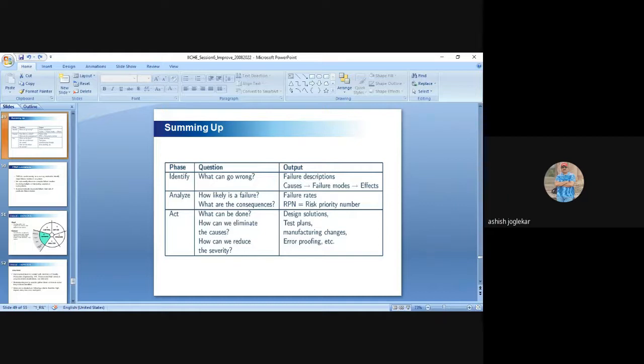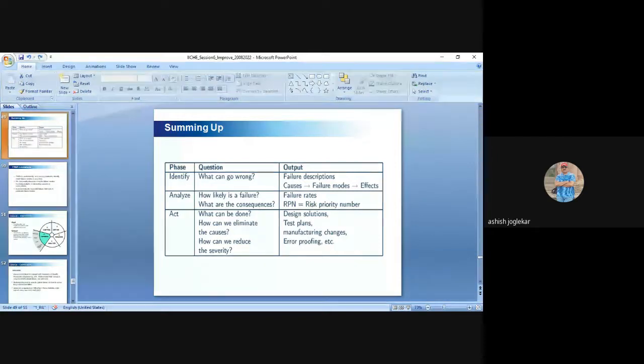Always remember that. Then you act on what can be done, what can be eliminated, what can be changed, what can be reduced, and all these things. Then design solutions, test plans, SOP changes, error proofing. You can use the lean tools to improve your system, like Poka-yoke, that is error proofing, and 5S. Sometimes doing 5S also improves a lot of things. And you can prepare a control plan to find out what can be done and how we can improve detection, reduce the occurrence, and also reduce severity wherever possible.